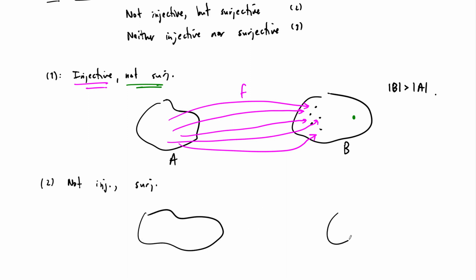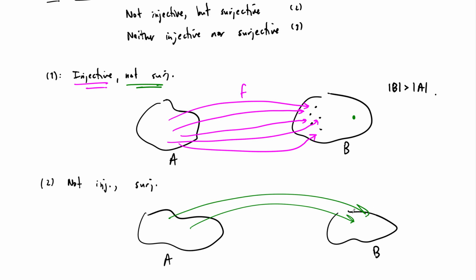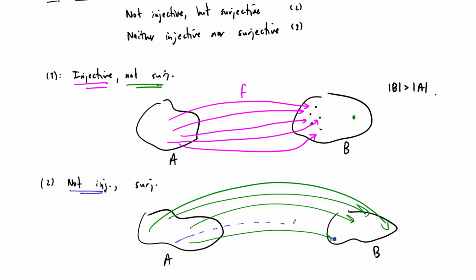Well, let's draw our blobs. Here's our A, here's our B. This time our function is surjective, so I'll draw this in green. Surjective means that every point in the codomain B has at least one arrow coming into it. So these are covering, it's onto. But if it's not injective, then there's at least one point, let's say it's this one. Every point has at least one arrow coming in over here in the codomain, but there is at least one point that has two arrows coming in.